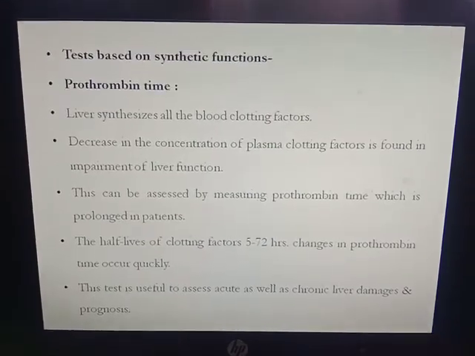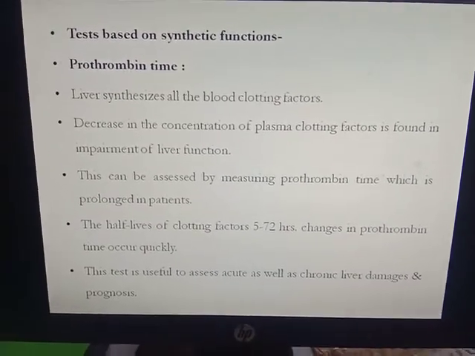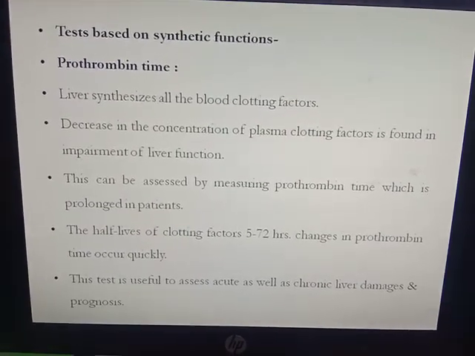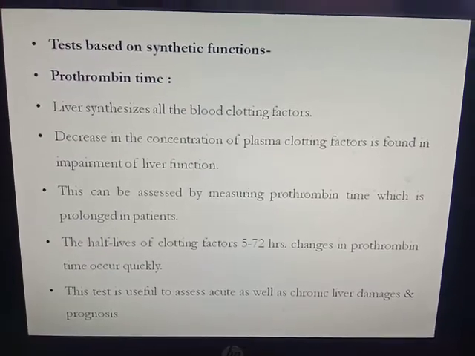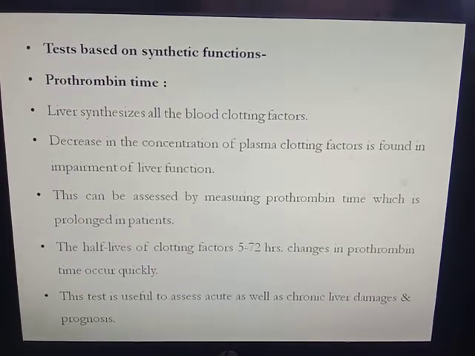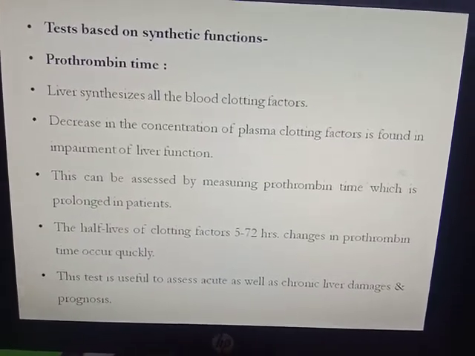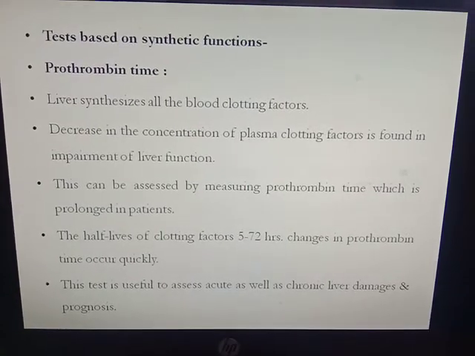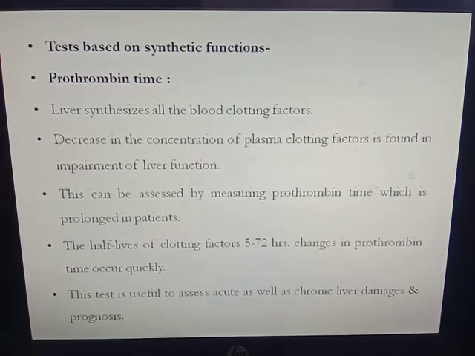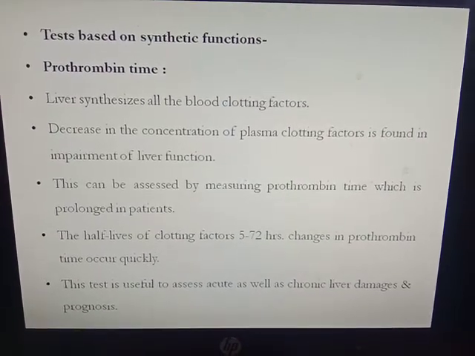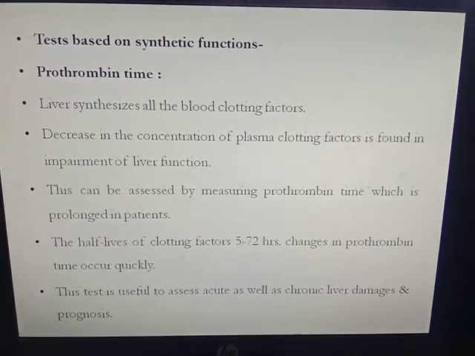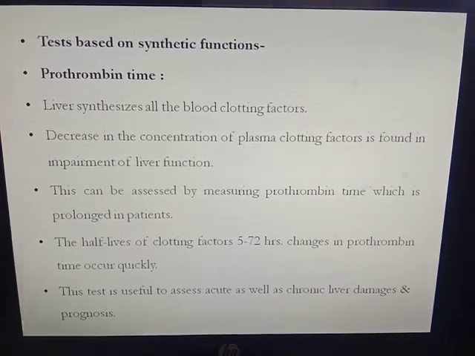Then the test based on the synthetic function. For that, the test performed is prothrombin time. Prothrombin is a blood clotting factor present in blood, which is synthesized by the liver. The liver synthesizes all the blood clotting factors. Decrease in the concentration of plasma clotting factors is found in impairment of liver function. If the concentration of clotting factors decreases, ultimately prothrombin time will be increased, the blood coagulation time will be increased.